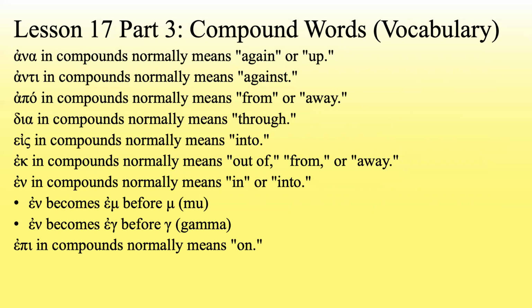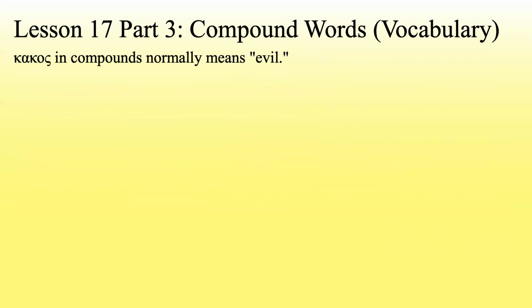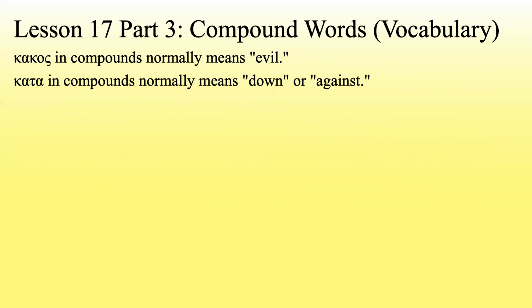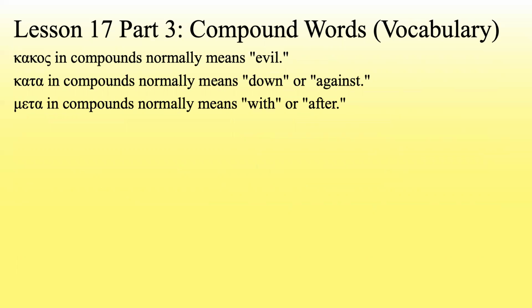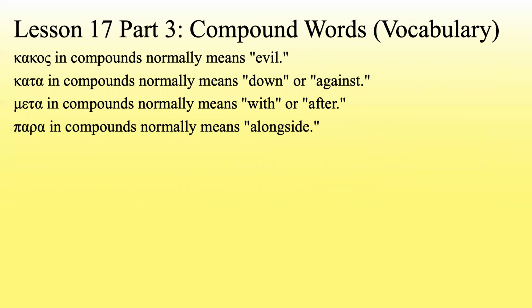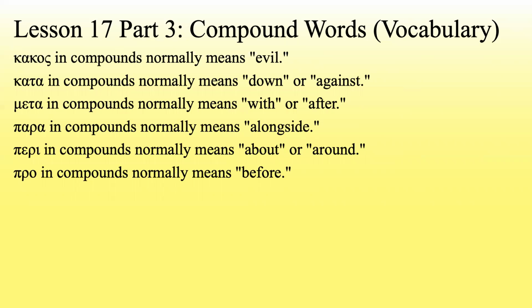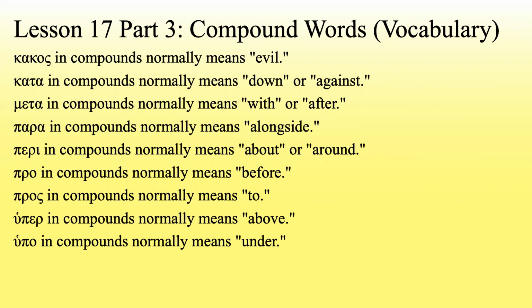Epi in a compound normally means on. Eu means good. We've seen euangelizo and euangelion, meaning good news, or I preach the good news. Eu means good in Greek. Kakos means evil. Kata means down or against. Meta, with or after. Para, alongside. Peri, about or around. Pra, before. Pros, to. Huper, above. Hupa, under.